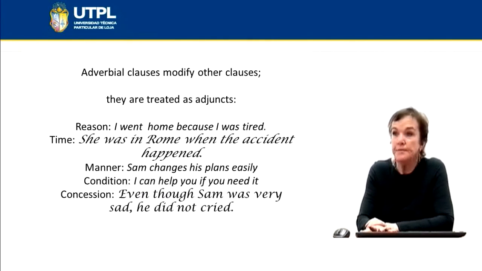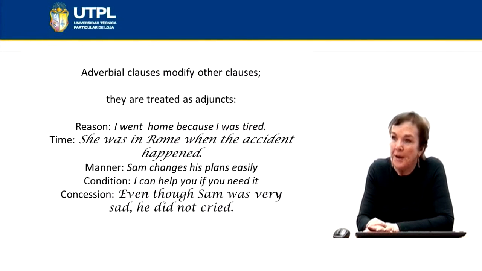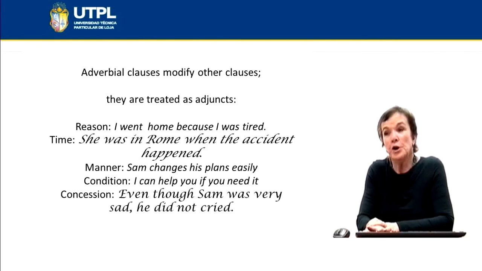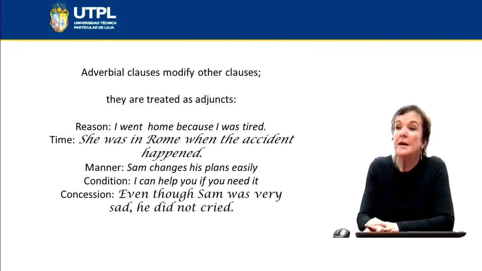Manner. Sam changes his plans easily. The adverbial easily indicates manner. I can help you if you need it. The word if indicates condition. And finally, even though Sam was very sad, he did not cry. Even though is indicating concession. He did not cry, not cried, sorry.